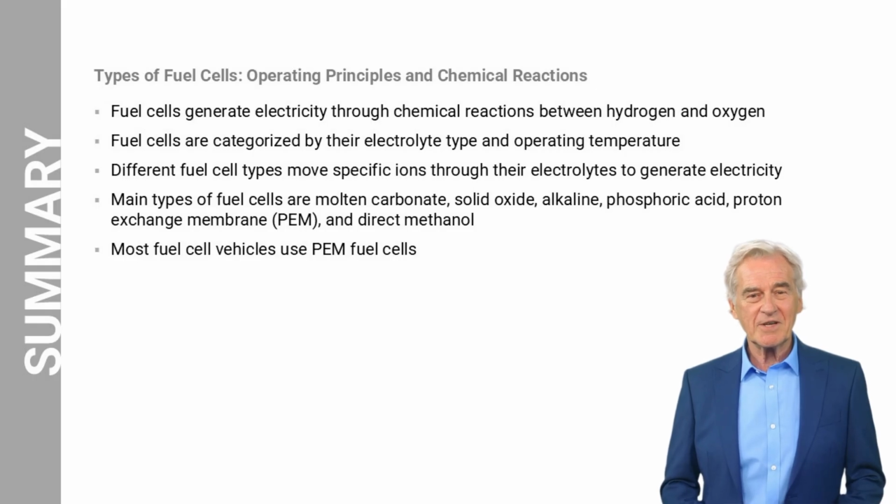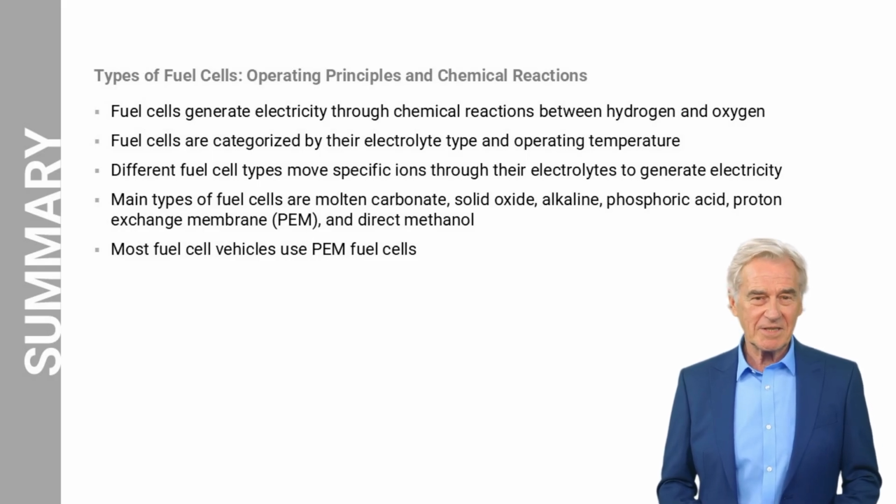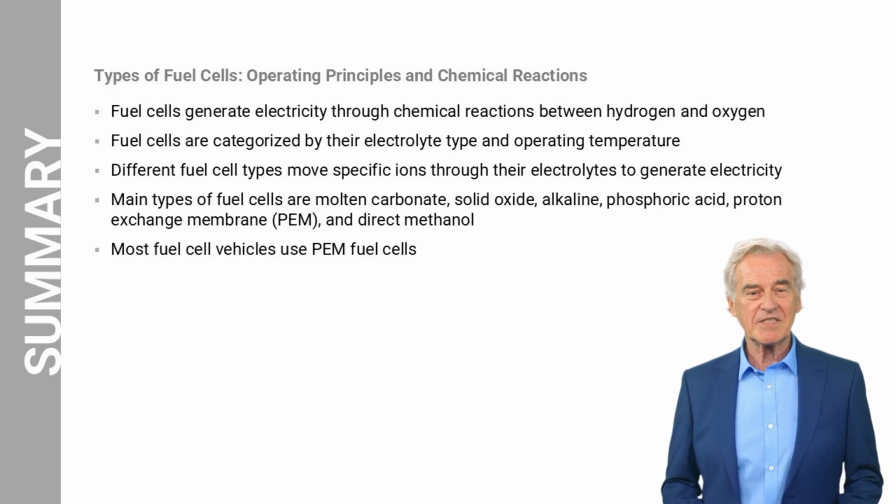Each type of fuel cell generates electricity by moving specific ions through its electrolyte while electrons flow through an external circuit. Different fuel cells operate at different temperatures and produce different voltage levels. Engineers consider proton exchange membrane fuel cells the most promising option for vehicle applications because they meet key requirements such as fast startup and efficient operation. As a result, manufacturers have built most fuel cell vehicles using this type of fuel cell.